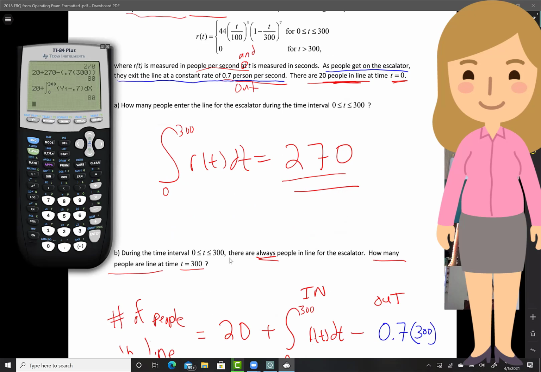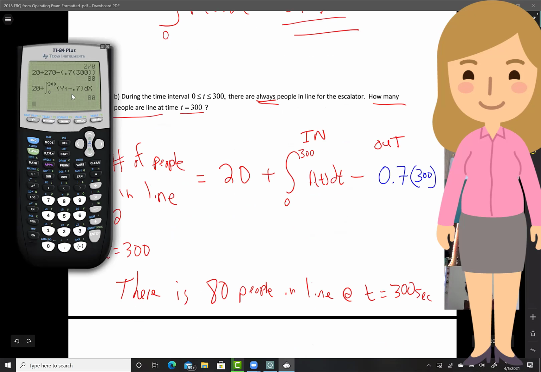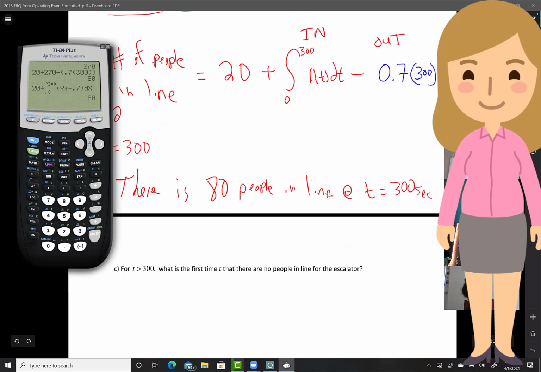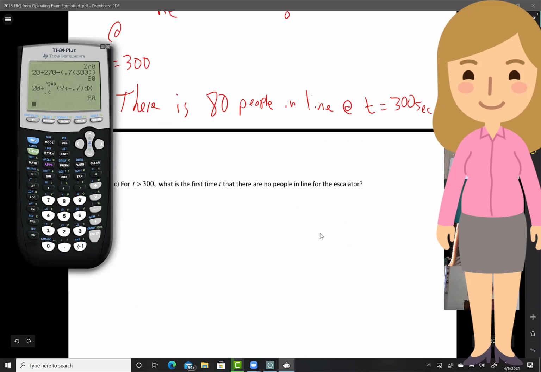So if you want to do it the calculus way, this way, go ahead. It looks fancier. This is the only calculus right here. And then that's just the algebra part, 0.7 times 300. That's the constant rate at which they go out. So there it is, guys. We got the answer. We're good. All right, let's see what it says. Are we okay so far?